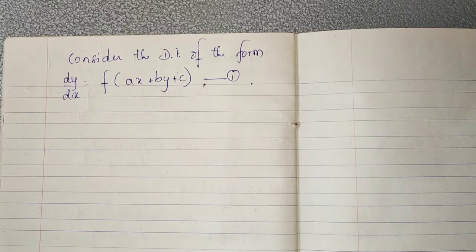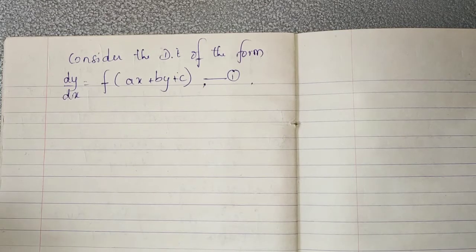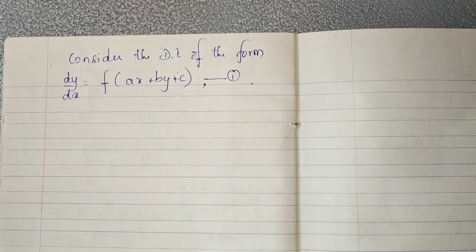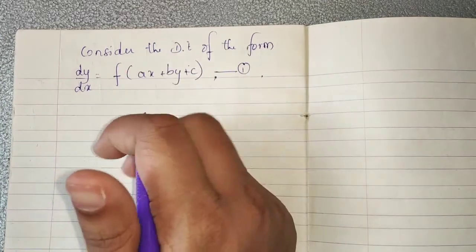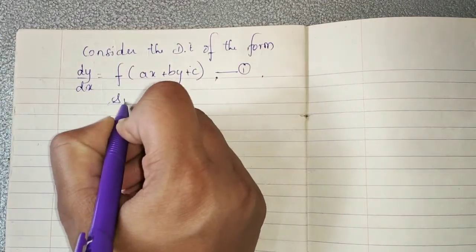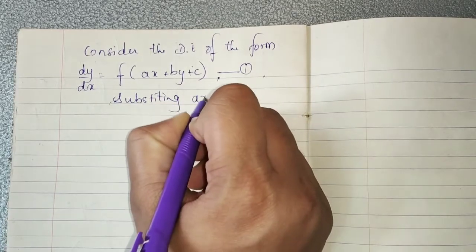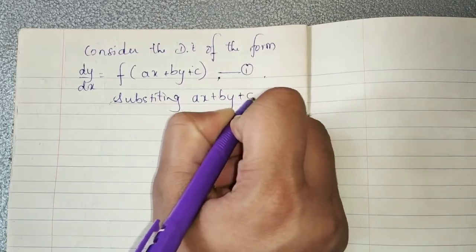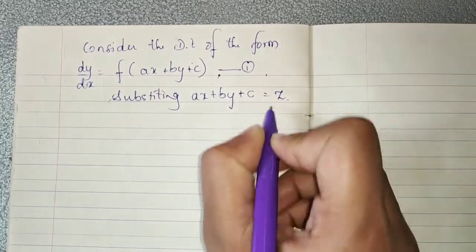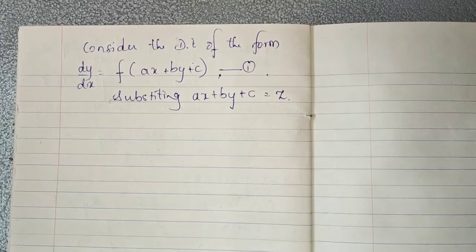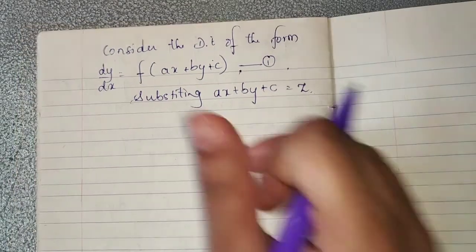As you know, the basic method is the variable separable method. So we need to convert all the differential equations to that method to find the general solution. Here the substituting term is ax plus by plus c as some other variable z. Please go through the method carefully.